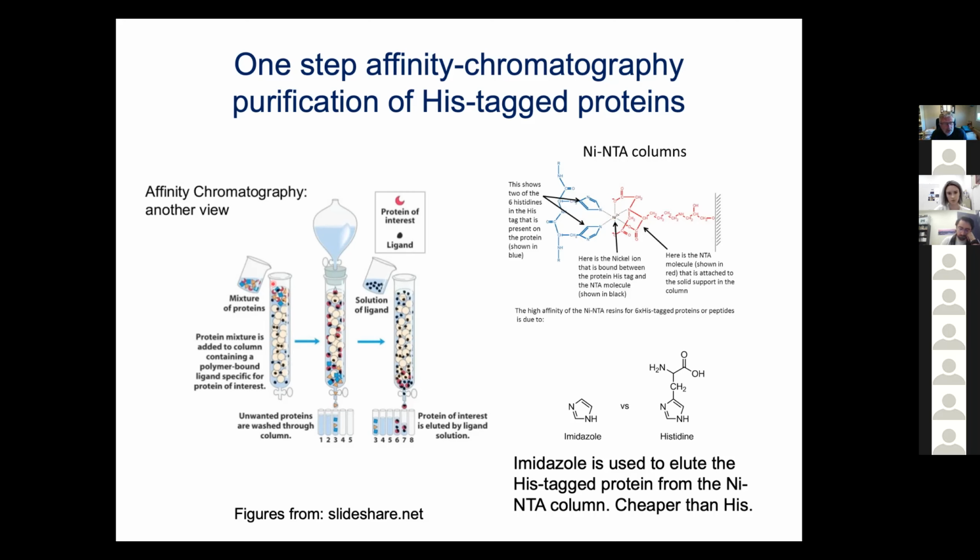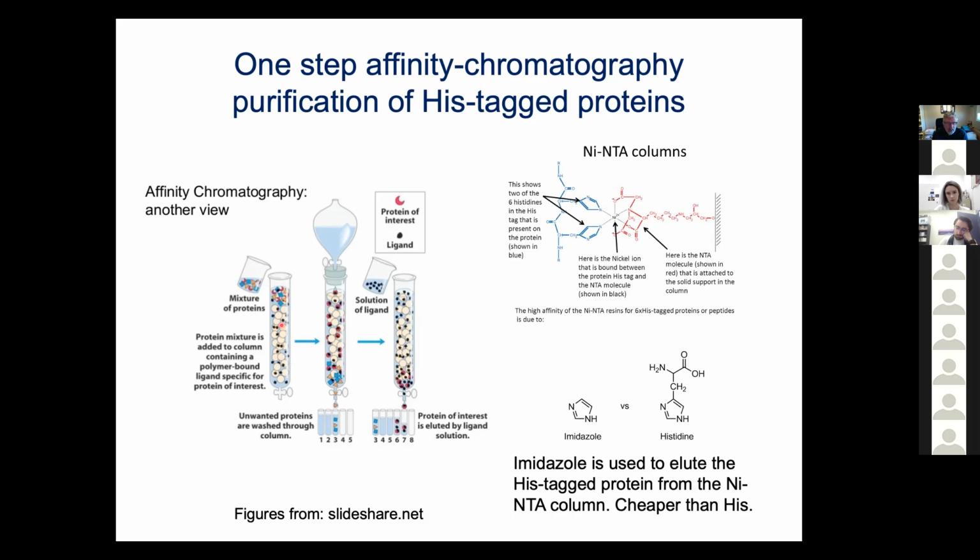So you make E. coli, you crack open E. coli, and all the proteins of E. coli are in there, and you pour it in this column. Now, essentially, everything is going to run through, except for the things that have exposed histidines, right?